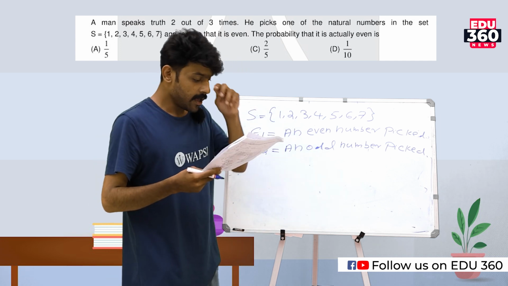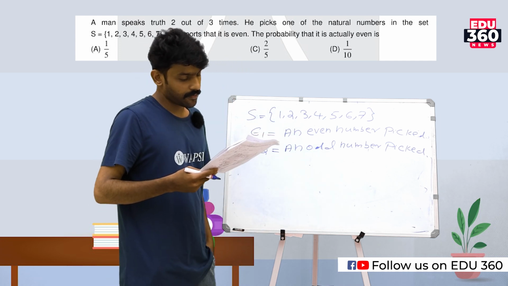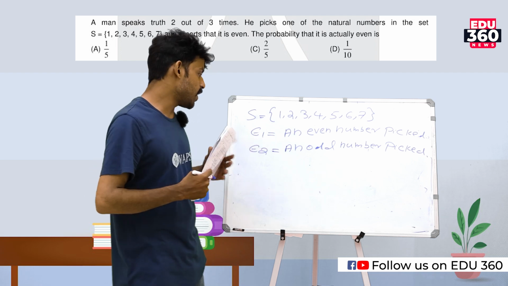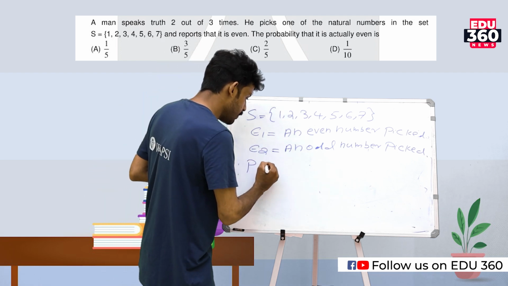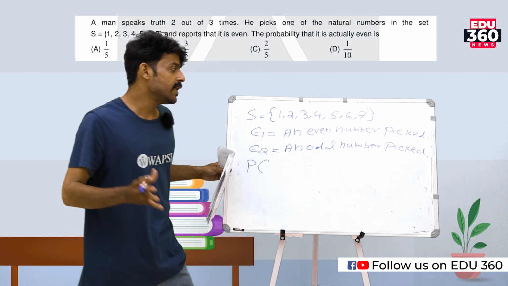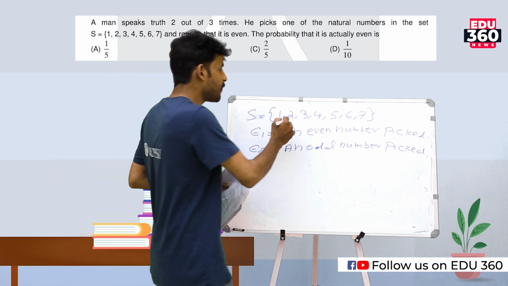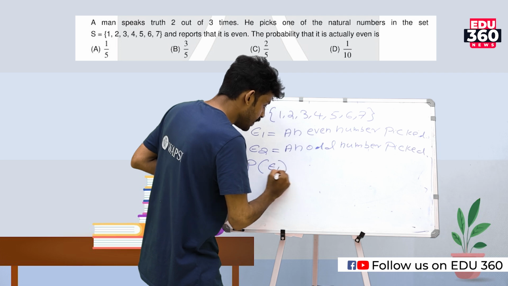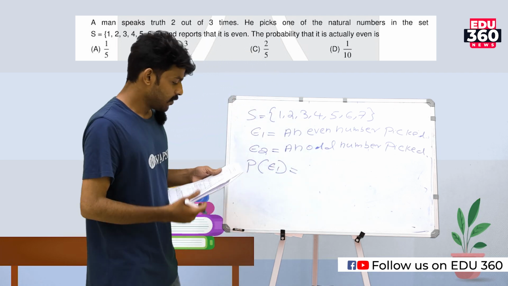Okay. So from the question itself, we can write P of E1, the probability of E1. What is E1? E1 is an even number is picked. From S, how many even numbers are there?